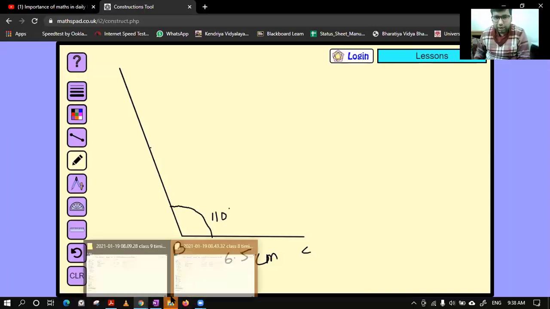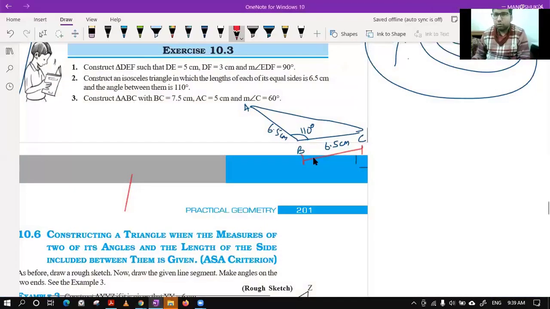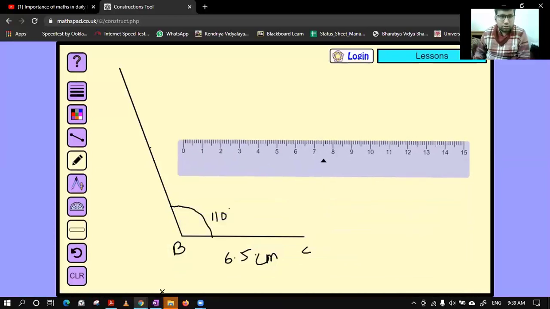Now after drawing the angle and the base side, what we need to do now? Please tell, class. Once you have drawn the BC, you have drawn the angle also. What you need to find is position of this vertex A. How will you find the position? By taking an arc of length 6.5 centimeter. Let's take that. The compass is here.